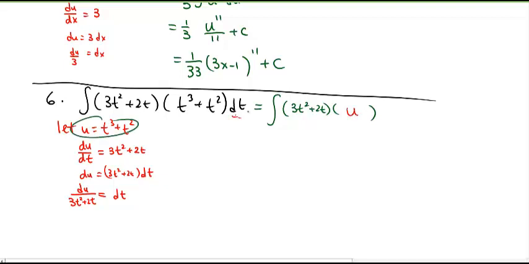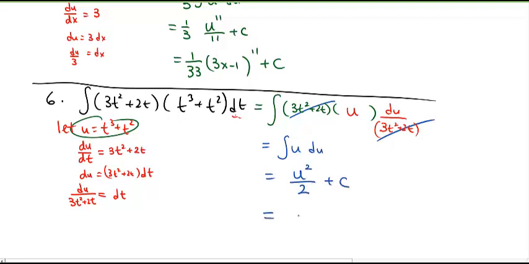And then dt, I replace with du over 3t squared plus 2t. Now look at that. A 3t squared plus 2t in the denominator. Oh, look at that. A 3t squared plus 2t there. Goodbye, or divide them out. And so really now you're left with the integral of u du. Well, what's the integral of u? Yeah, that's right. U squared over 2 plus c, and then we'll resubstitute the u. Look at that. The same answer as what we had before.